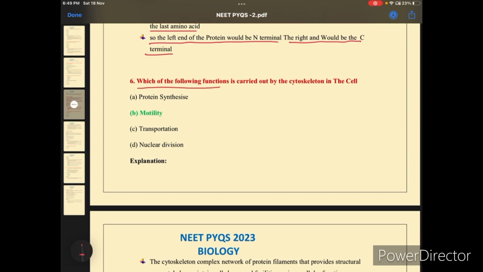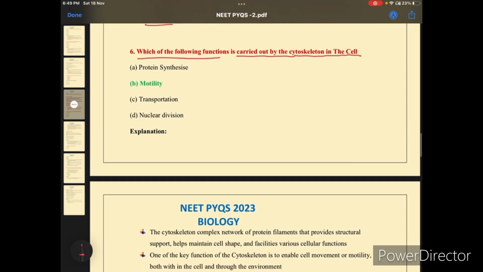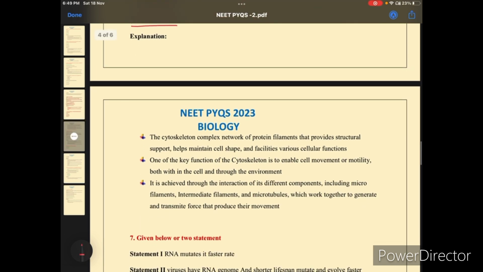Which of the following functions is carried out by the cytoskeleton in the cell? Option A, protein synthesis. Option B, motility. Option C, transportation. Option D, nuclear division. Let us see the explanation. The cytoskeleton is a complex network of protein filaments that provide structural support and help in maintaining the cell shape and facilitate various cellular functions.